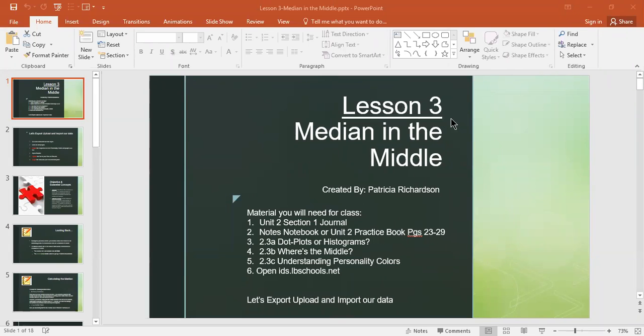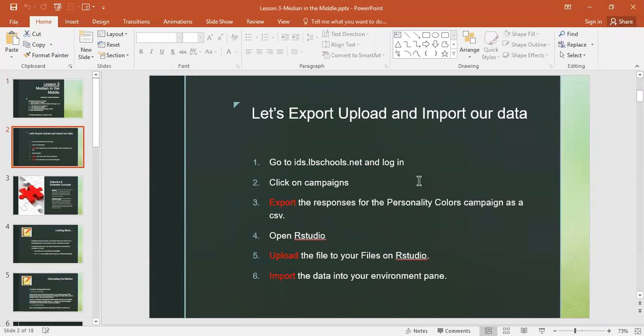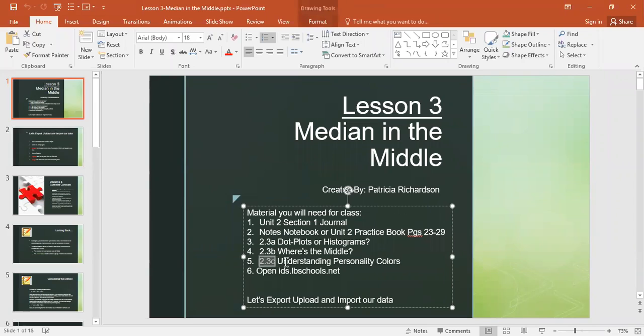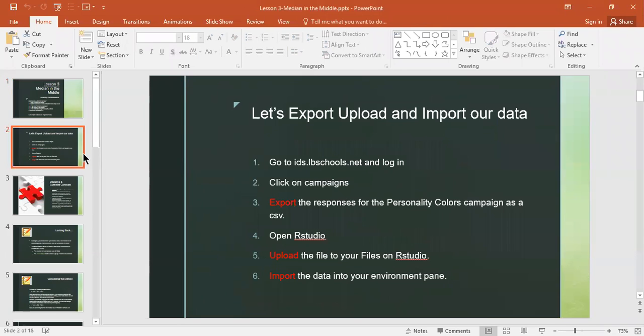So before we get started with lesson 3, the median in the middle, we're going to download our personality colors campaign data. The reason we're doing this is that for 2.3C, we have understanding personality colors. This is going to be done at the end of class, and you need your data uploaded into RStudio so that you can actually complete the 2.3C activity.